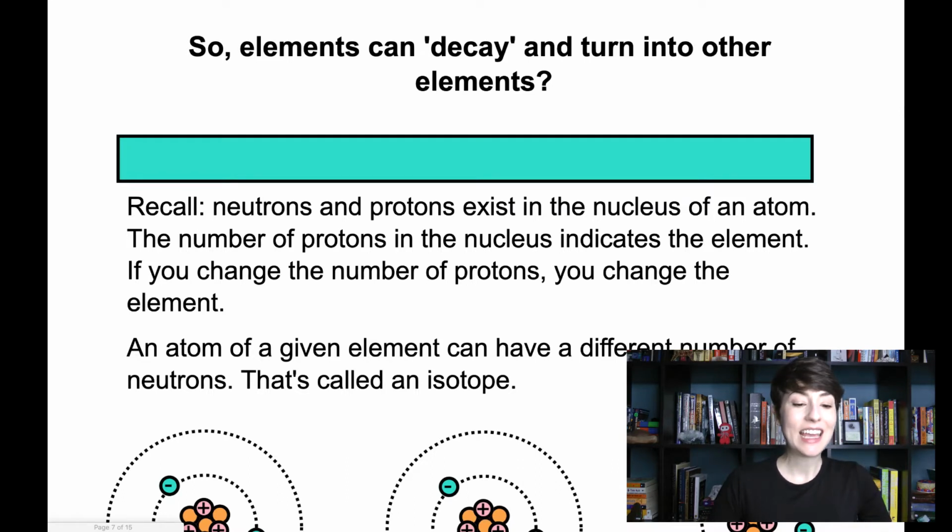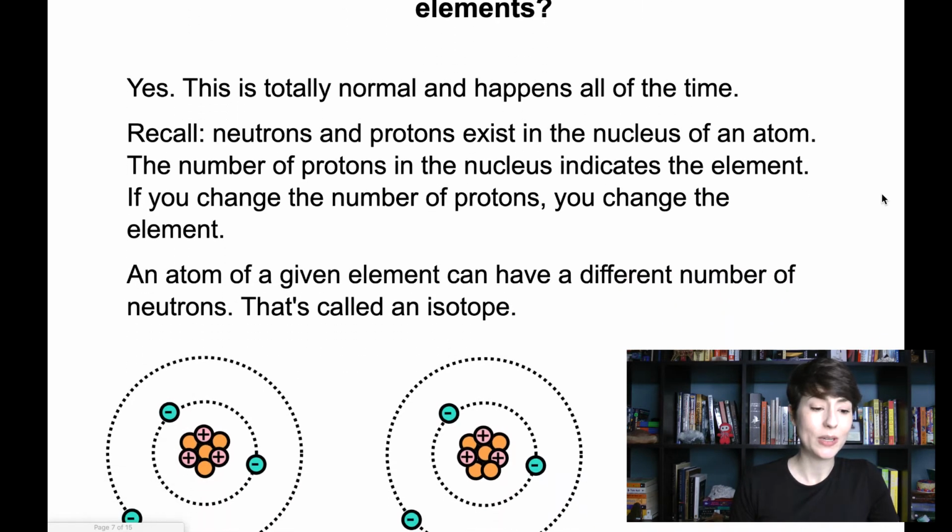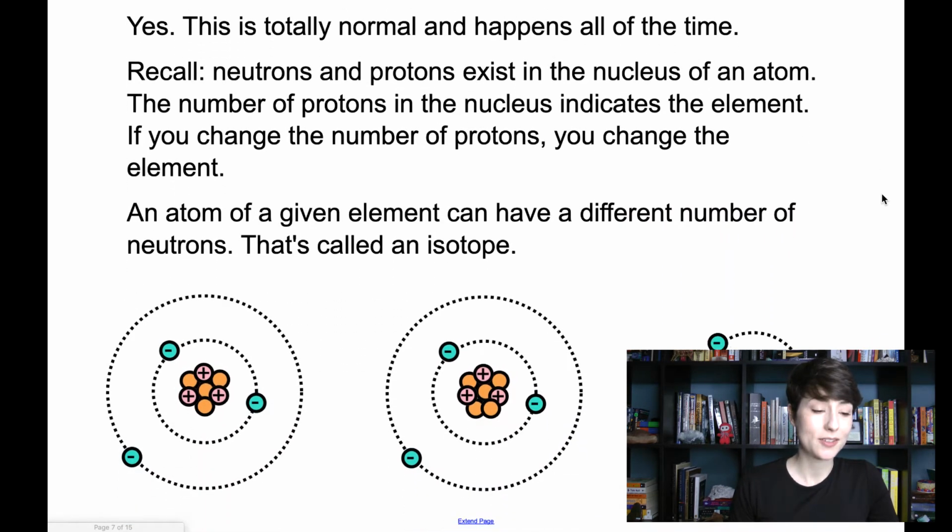So, elements can decay and turn into other elements. Yep, this is a totally natural process and it's called radioactivity. We need to take a tour inside an atom to understand a little bit about how radioactive decay works.